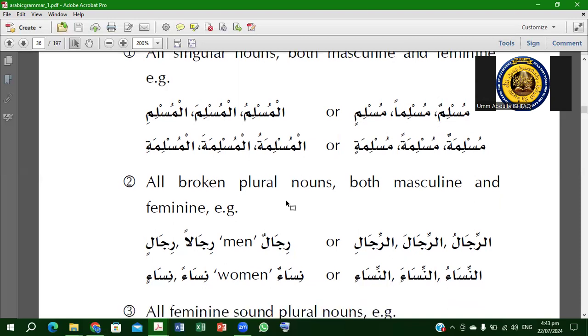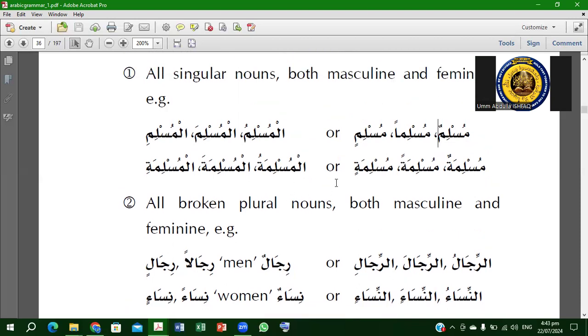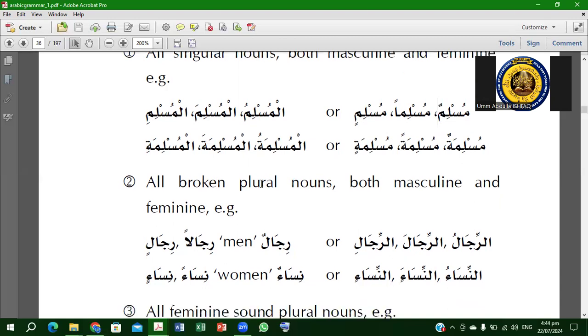Okay, so in singulars, you are recognizing them through al-Muslimu or al-Muslima or al-Muslimi, right? Through Dhamma, Fatha, Kasra. In the same way, in the feminine, al-Muslimu is masculine, al-Muslimatu is feminine. This ta is a sign of a female.